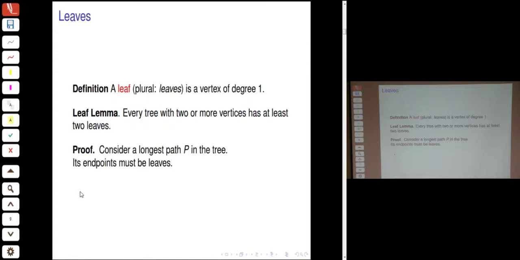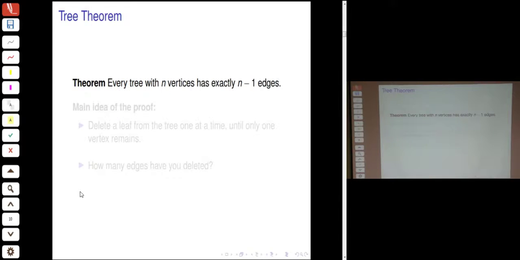Now, let's look at a slightly more difficult theorem, a property which we are going to use later. It says this: every tree with n vertices has exactly n minus 1 edges. So this links the number of vertices and the number of edges on a tree. On a general graph, it's not so certain, but on a tree, the connection is clear. You understand the statement, right? Suppose you have a tree with 4 vertices, then it has exactly 3 edges.